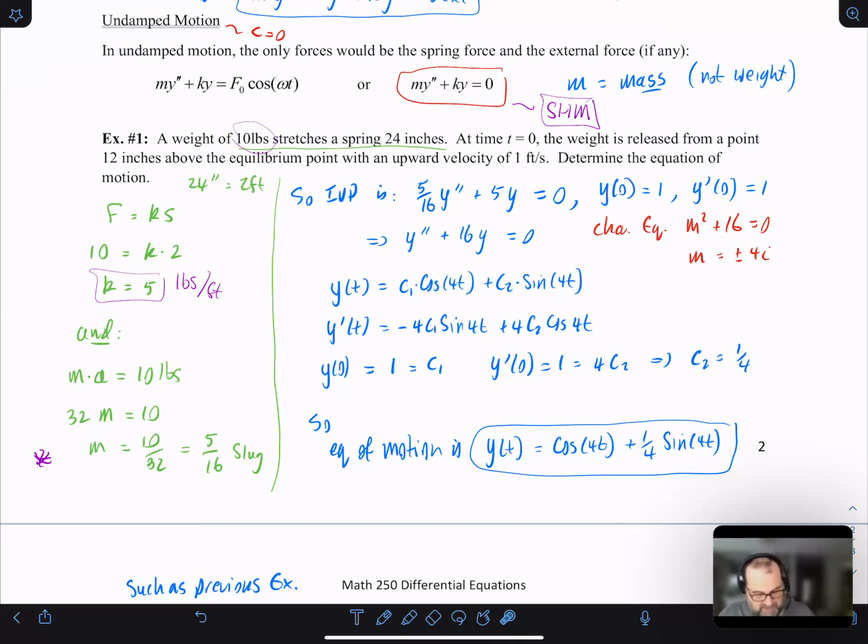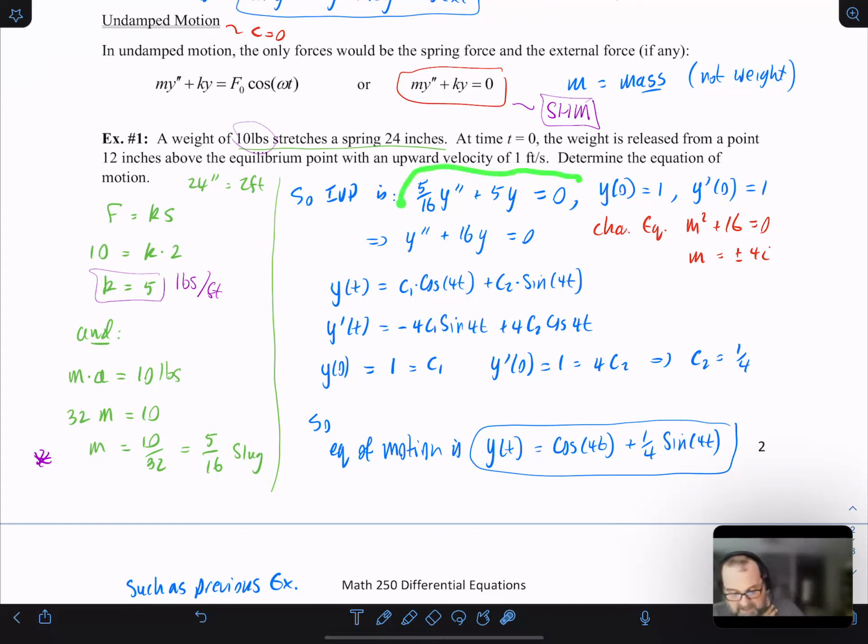So 32 m equals 10. So m is 5/16, and this is in slugs. So 5/16 slugs is the unit here. Again, not super critical, but I do need to match those up. I want to be consistent with what we're using here. So at that point, we can write down our model.